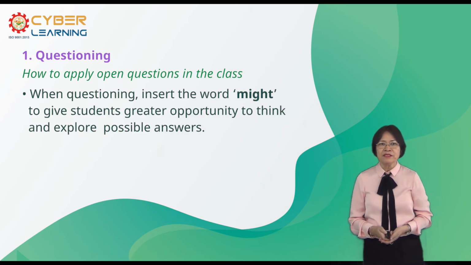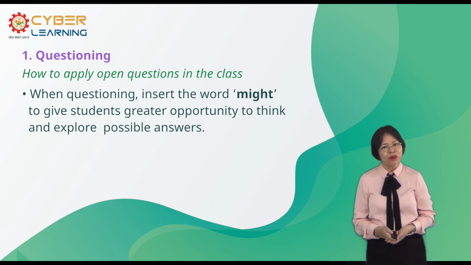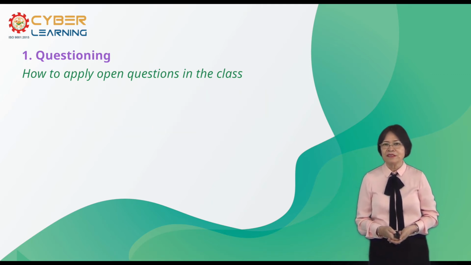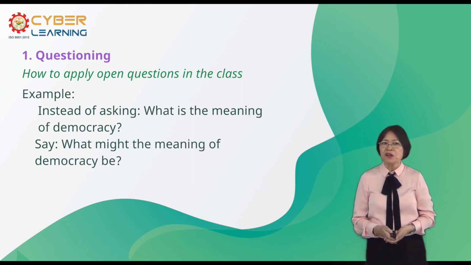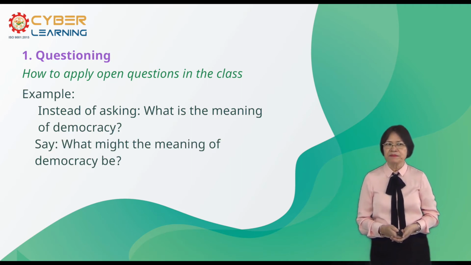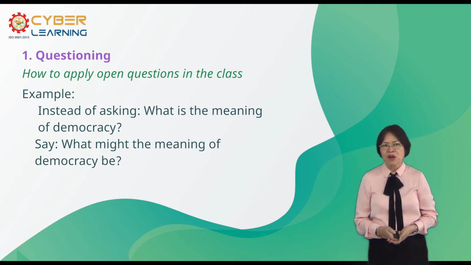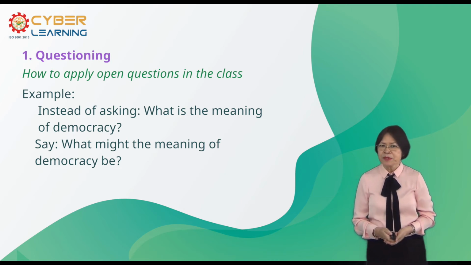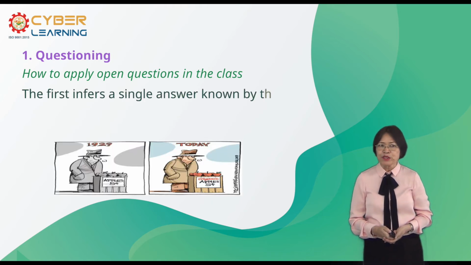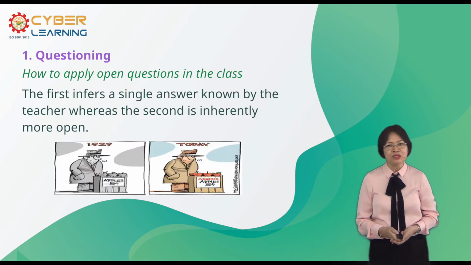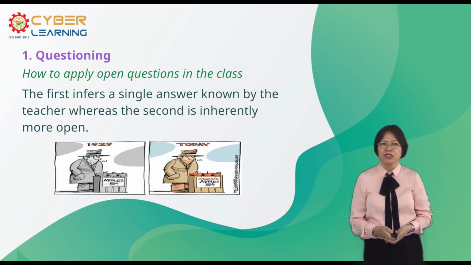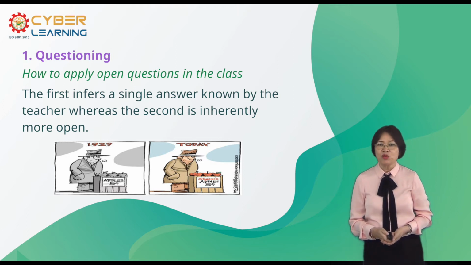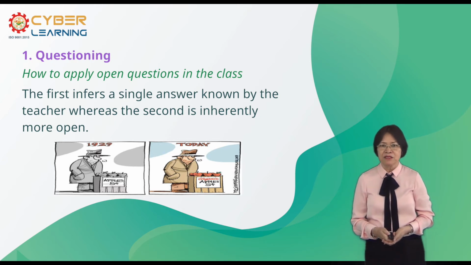When questioning, insert the word might to give students greater opportunity to think and explore possible answers. Example, instead of asking, what is the meaning of democracy? Say, what might the meaning of democracy be? The first infers a single answer known by the teacher, whereas the second is inherently more open. It allows students to think and to explore their own understanding of what democracy is.